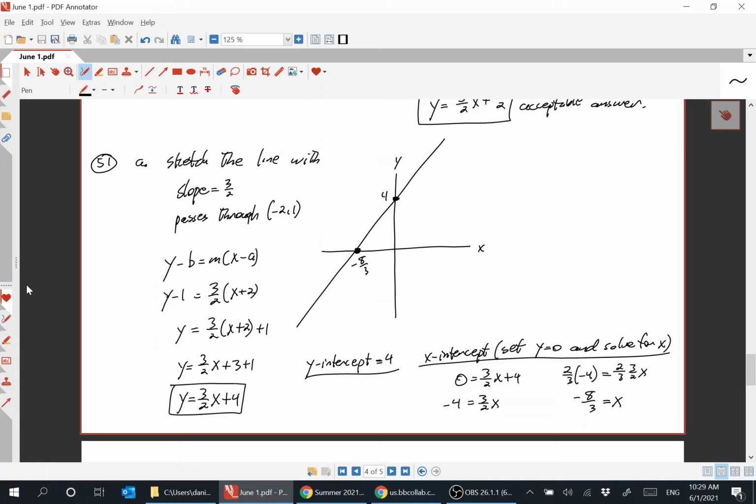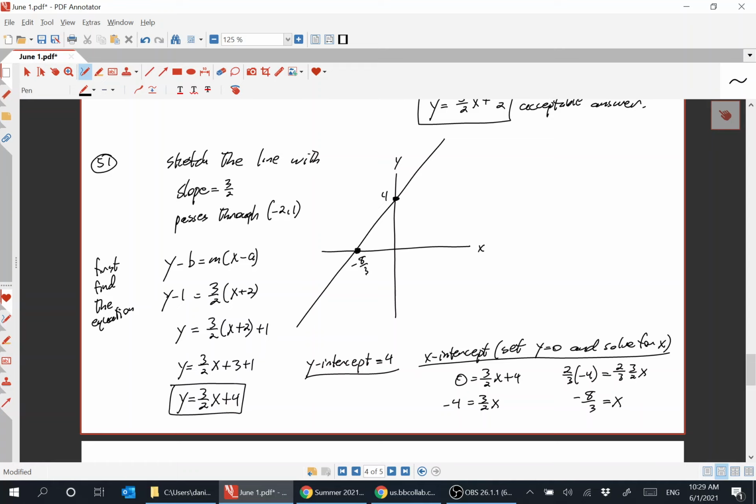Part B, find the equation for this line. I don't think you can really graph it without, well, you kind of can. I think you should do part B first. Sketch the line. So first find the equation, then find the intercept.